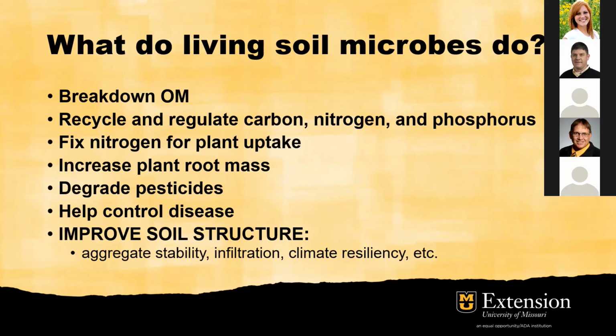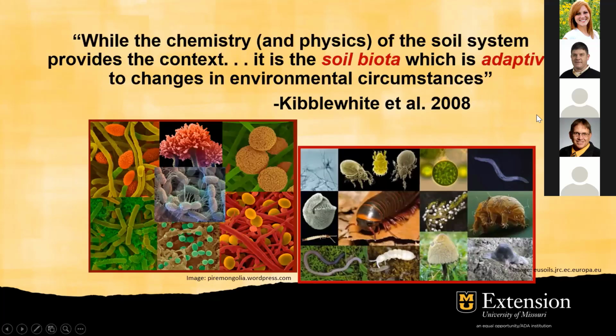Overall, the microbes provide a sort of climate resiliency. We can take those stressors from this Missouri environment, where we basically have Michigan winters and Georgia summers. We're in a transitional climate zone where temperature and precipitation fluctuate continuously. We're kind of in the bullseye of that transition zone. Here we have something that reiterates that. Kibblewhite made the same sort of comment back in 2008: while the chemistry and the physical components of the soil system provide the context, it's the soil biota, the biology in the soil, which is adaptive to change in the environment.